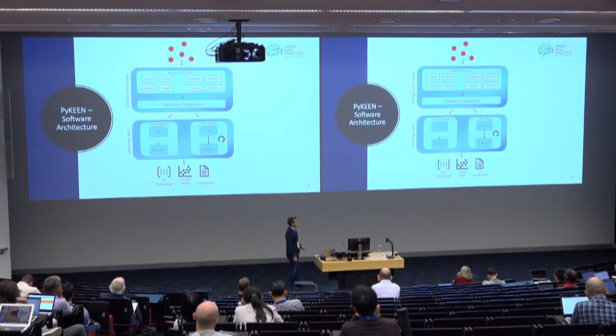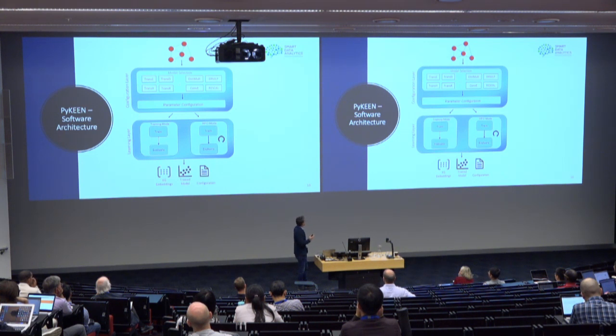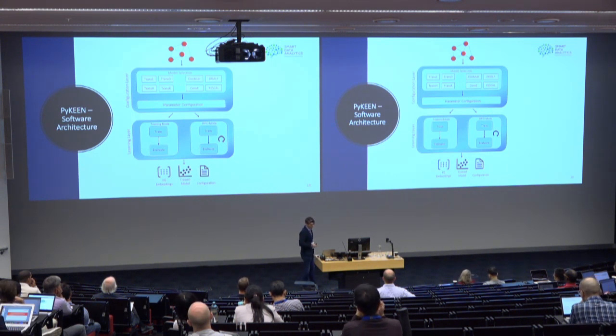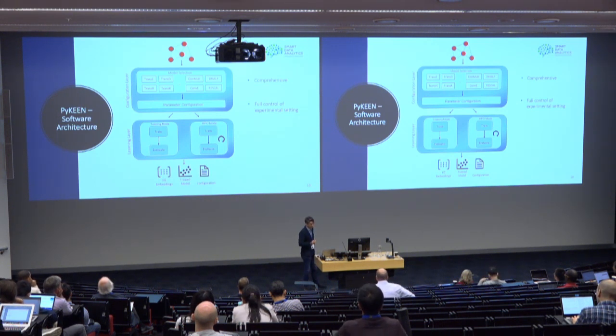The architecture has two layers, a configuration layer and a learning layer. In the configuration layer, the user can choose the model that he wants to use and has full control of the experimental setup. In the current version, we already have 10 models implemented. So we are already comprehensive, but we will extend it in the future. And through the configuration layer, we provide the users with full control of the experimental setup, which was one of our requirements of our ecosystem.